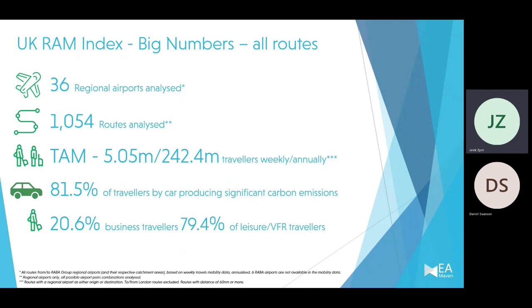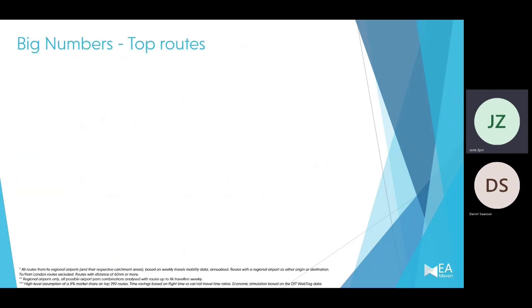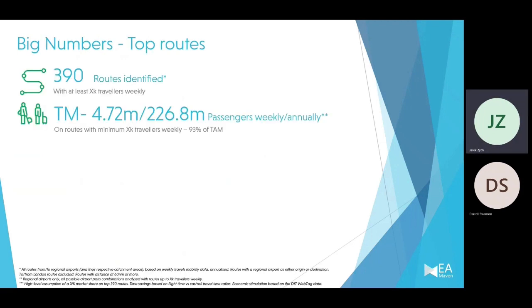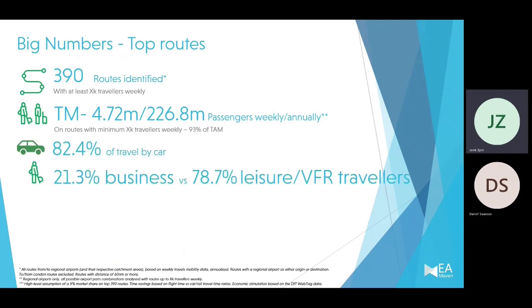And our insights and our analysis indicate that more than 80% of travelers travel by car, producing significant carbon emissions, and more than 20% are business travelers, and almost 80% are leisure and VFR travelers. And in terms of top routes, we've identified 390 routes that could be suitable for AAM operations, which gives you the total market of 4.7 million, which is 93% of total addressable market. And that gives you 226 million annually.